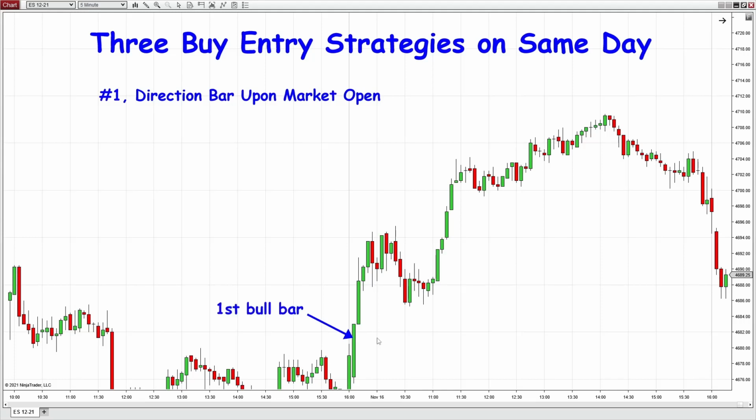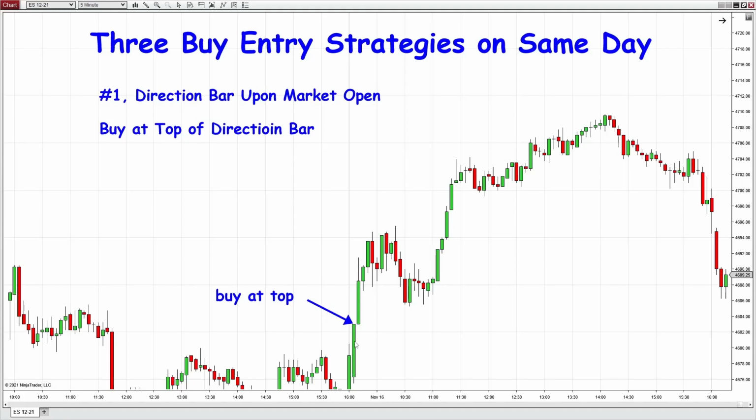If you observe the market for long enough, the ES E-Mini, and especially during the recent uptrend, you will see that the first bar, or the first couple of bars, if they are continuously bull bars, they can serve as directional bars, and that indicates the day is an uptrend day.